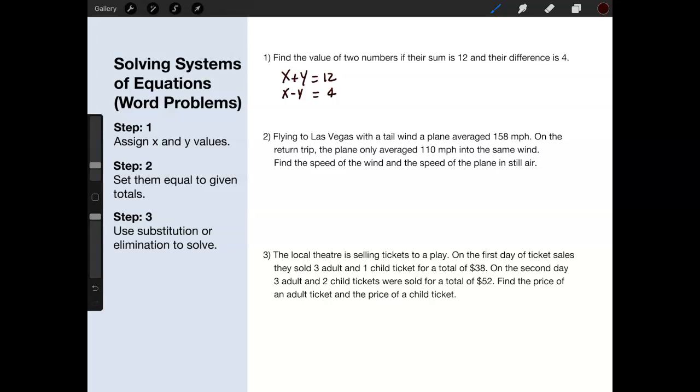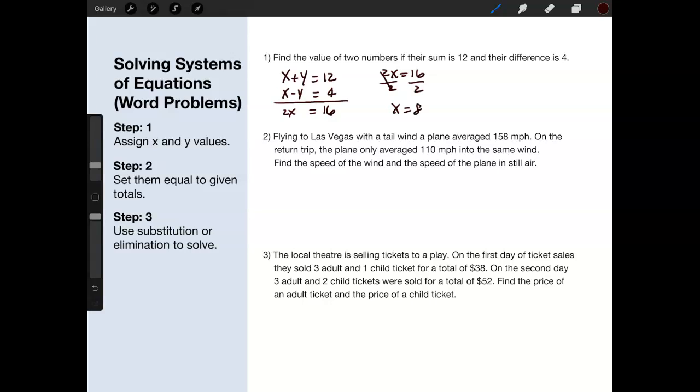We can use elimination here by combining the 2 equations. We add them together. X plus x is 2x. Y minus y cancels out. 12 plus 4 is 16. So we have 2x equals 16. Now we divide both sides by 2. And we get x is equal to 8.